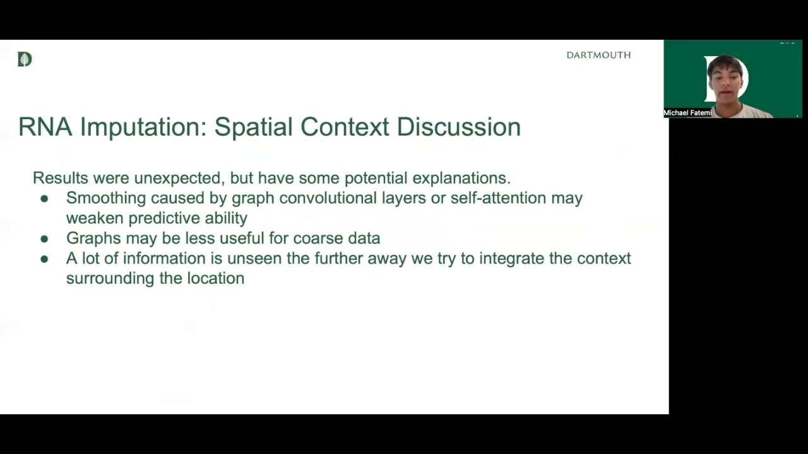Another thing is that a lot of information is unseen the further away we try to integrate the context. If you're trying to integrate distant global context, there's a lot of information missing. For example, the tissue in the whole slide image is two-dimensional, however, the tissue in reality is in three dimensions. So the further away we get from the gene spot, the more likely there's some tissue that is closer to the spot in a layer that we cannot see in the whole slide image that we just don't know about. So trying to train a vision transformer or a graph convolutional network would simply increase the chances of overfitting.